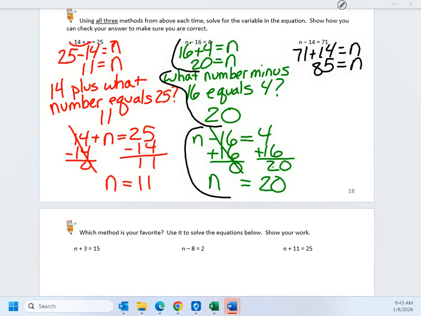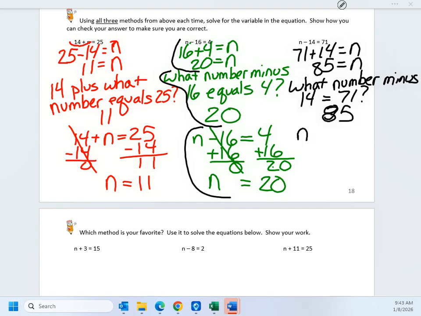Anybody want to take a guess what the question would be? If we were reading that out loud, what would the question be? Matt? What number minus 14 equals 71? Perfect. What number minus 14 equals 71? And that would be our 85. 85 minus 14 equals 71.